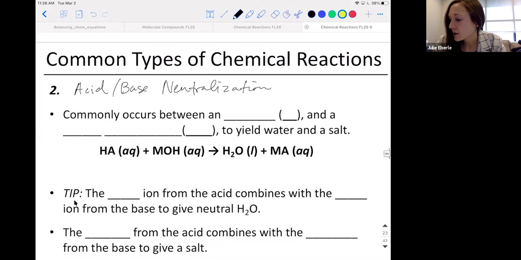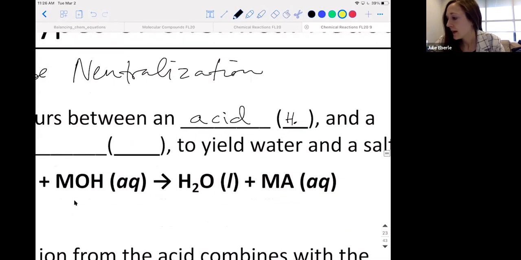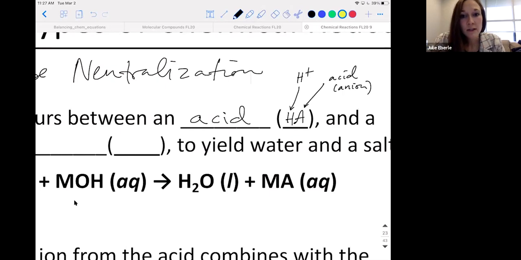So this commonly occurs between an acid, and the way we represent acids, we abbreviate them. HA stands for acid. So the H here stands for a hydrogen ion, and the rest of the molecule, the A part, is actually the anion. So the hydrogen ion is the cation part, and the rest of the acid is your anion part. So HA is how we abbreviate acids.